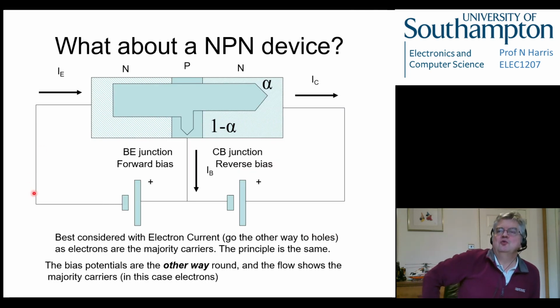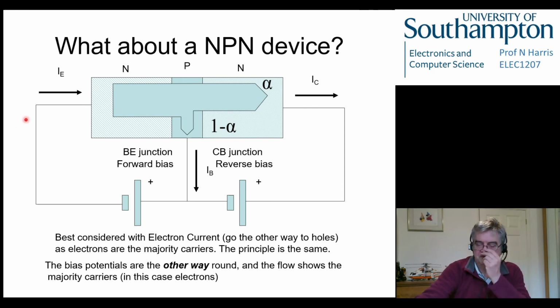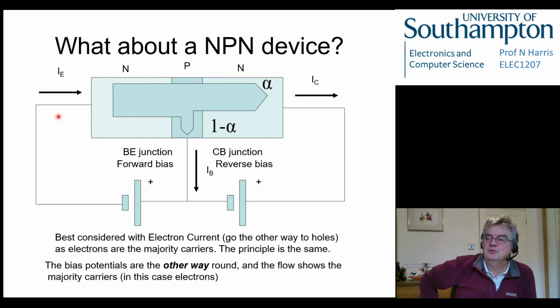Right, so what about an NPN device? We've been considering holes up to now. We might not have realised, but I did mention it. If we consider an NPN device, then we should probably consider electrons, which is, if you like, negative current, and this is where it starts to get a little bit confusing. But fundamentally it's all the same.